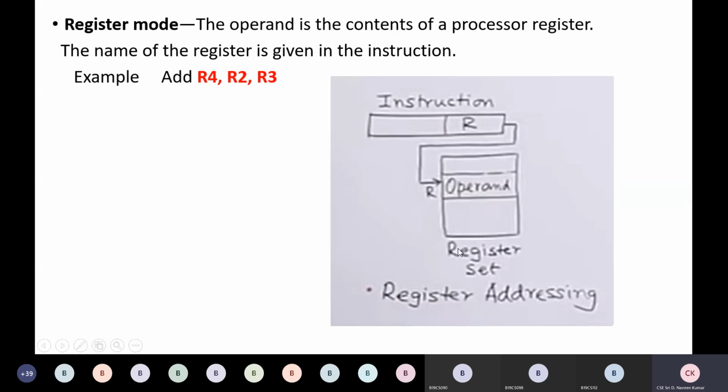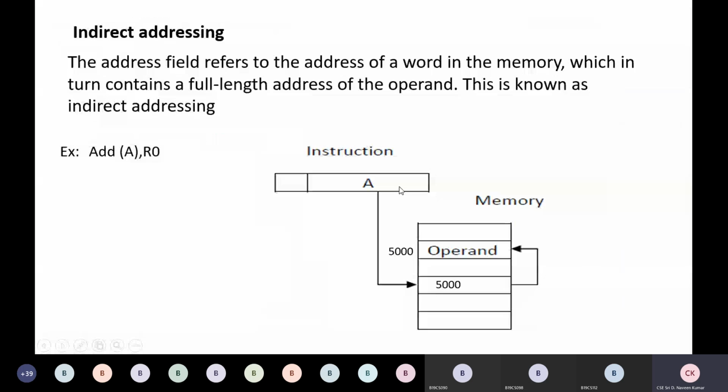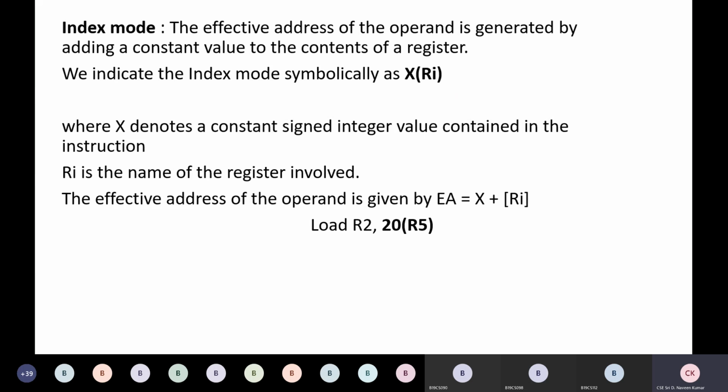So this indirect addressing and register indirect addressing are the same. But here we only check in the main memory, whereas here we first point to a register, then take the address and go to the main memory. Done. So these are different modes. These are important from the examination point of view. These are also very important: register indirect addressing.